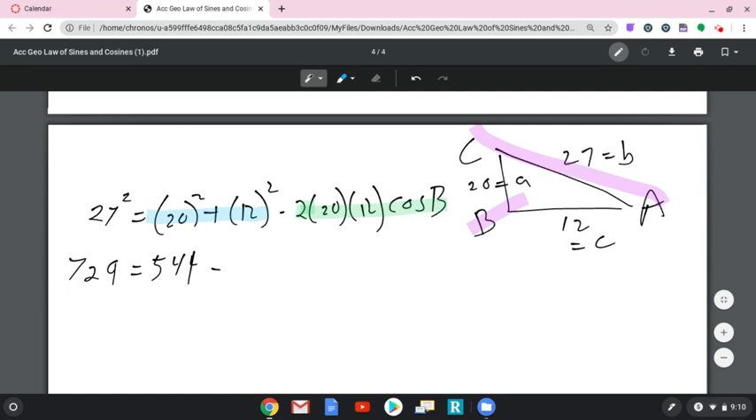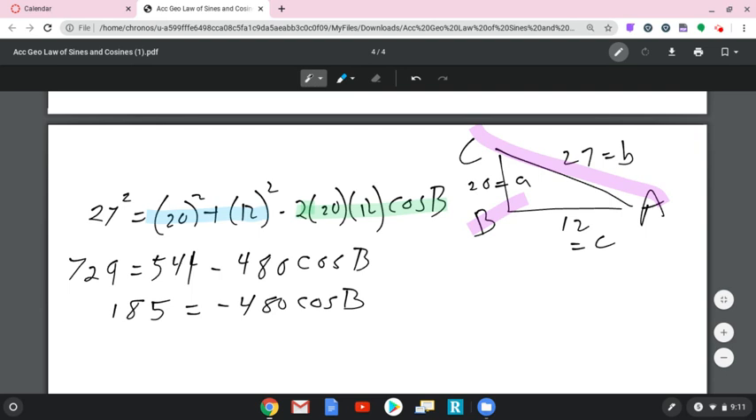When you do that, that 480 is attached to cosine by multiplication. So we have to remember our order of operations here, guys. We can't just combine that 544 and that 480, because 480 is brought together with cosine B by multiplication, so that operation would have to go first. But we can solve for cosine B now. I can subtract that 544 from both sides. So 729 minus 544 gives you 185 equals negative 480 cosine of B.